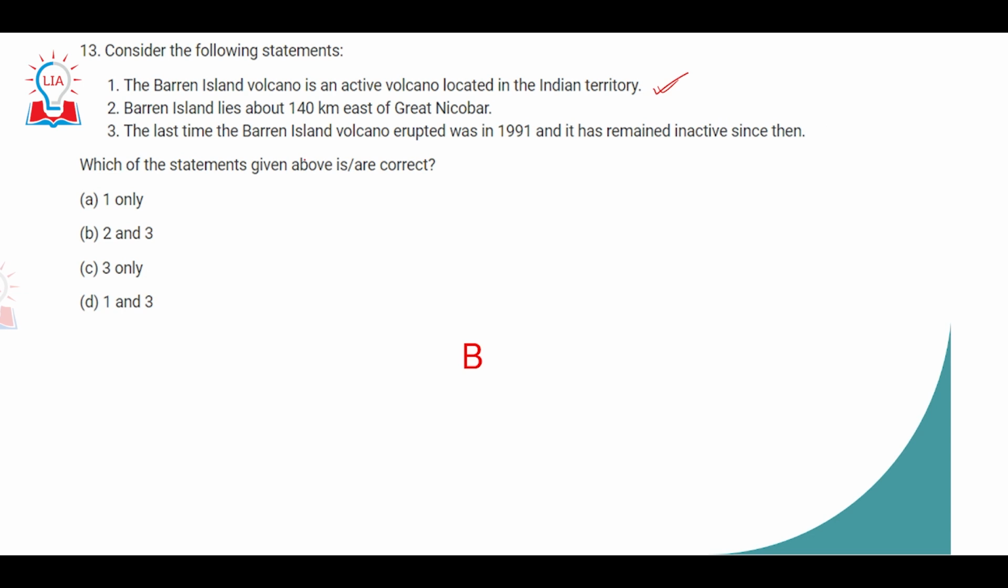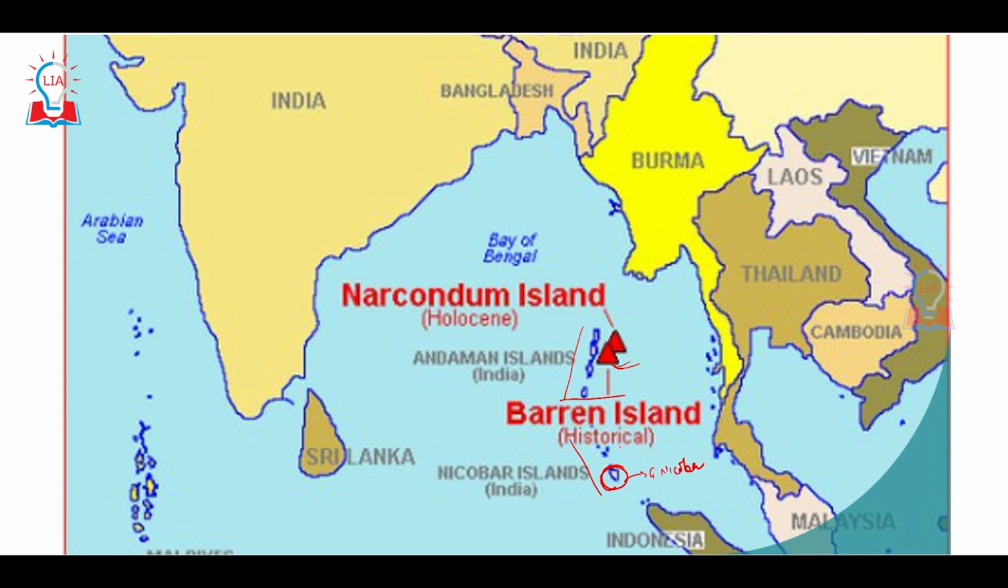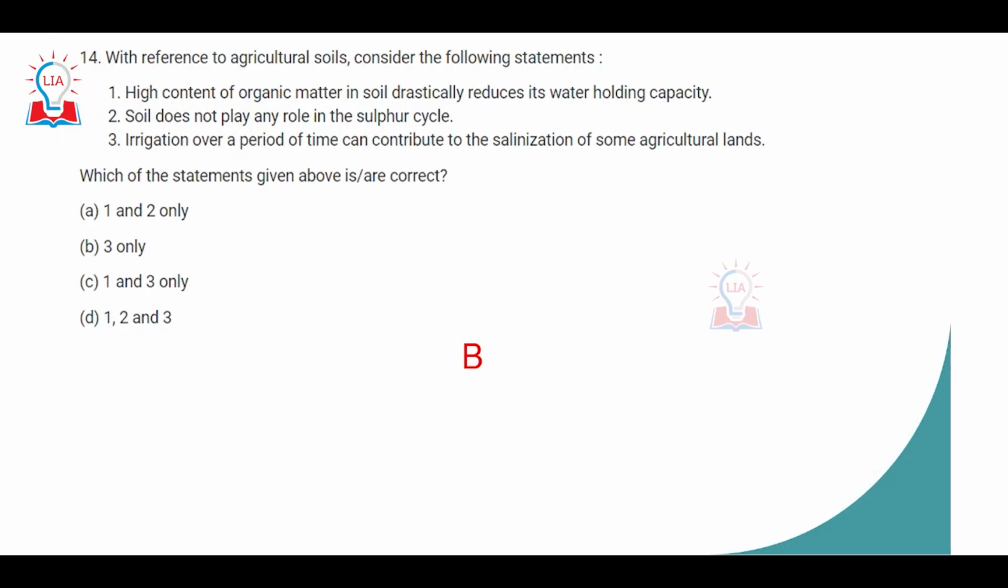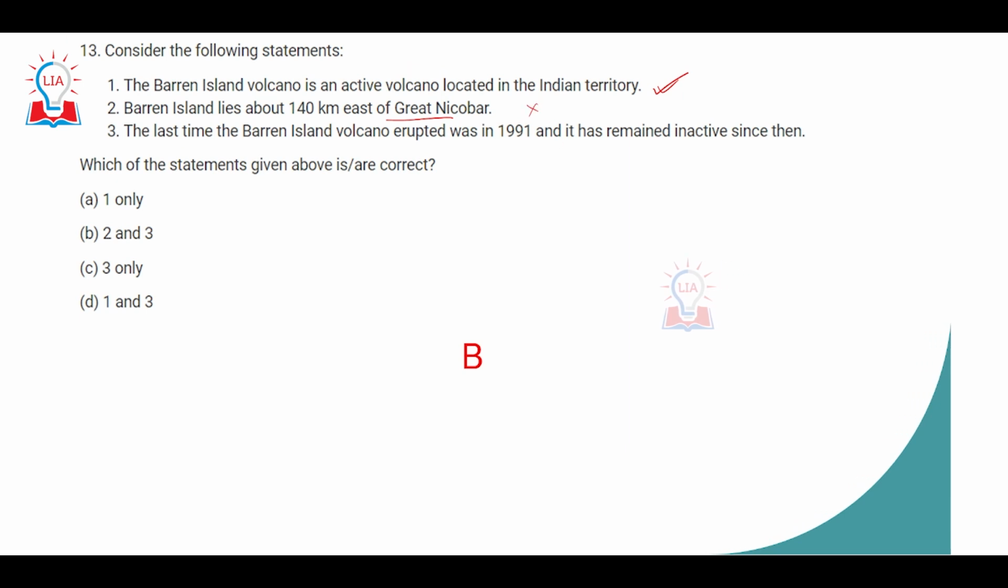So obviously the statement that Barren Island lies about 140 km east of Great Nicobar is incorrect. Barren Island is lying to the north of Great Nicobar, and also very, very far from the Great Nicobar. It is lying 140 km east of the Middle Andaman Island. So the second statement is incorrect. The third statement says that the last time Barren Island volcano erupted was in 1991 and it has remained inactive since then. This is also incorrect, because it was in the year 2015 that we saw the eruption of the Barren Island volcano.